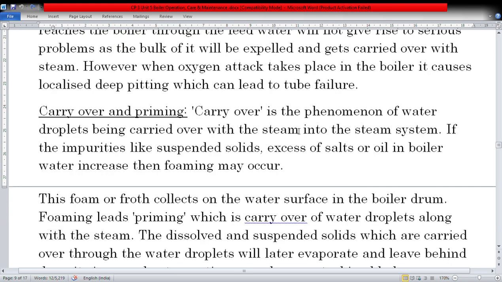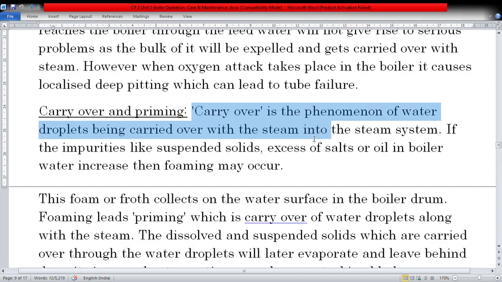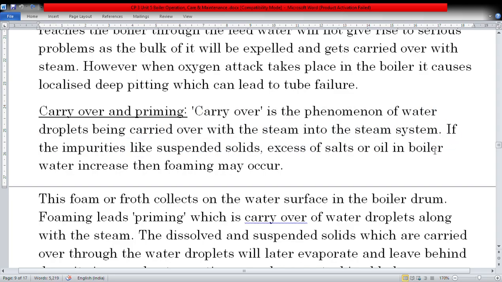Carryover and priming. Carryover is the phenomenon of water droplets being carried over with the steam into the steam system. You see, we have now superheaters, okay, superheated steam, saturated steam. The reason for this is only because we want to avoid the carryover.